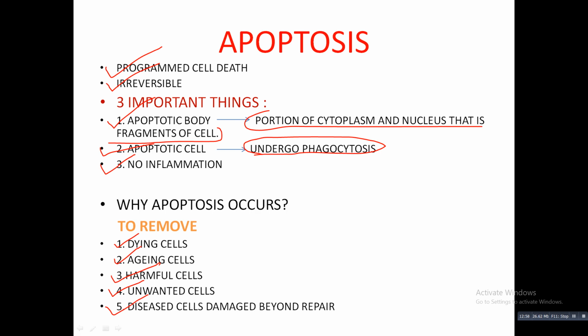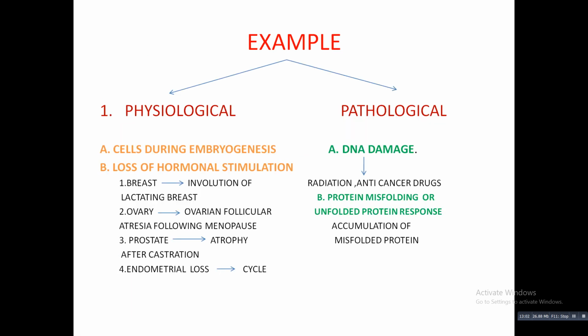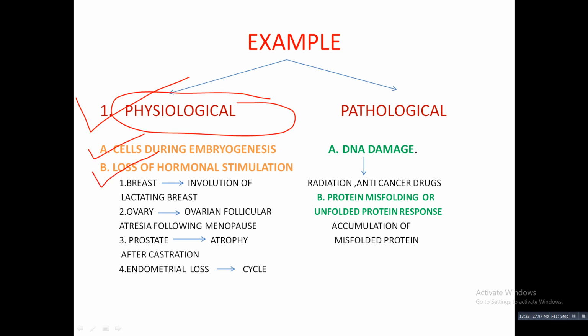First, we will look at all the physiological examples in the first two slides, and then we come to the pathological examples. So under the physiological examples of apoptosis, number one are the cells that during embryogenesis are continuously undergoing apoptosis. So this is physiological. Secondly, whenever there is loss of hormonal stimulation. So what are the examples? Involution of the lactating breast, right? So involution of lactating breast is one example.